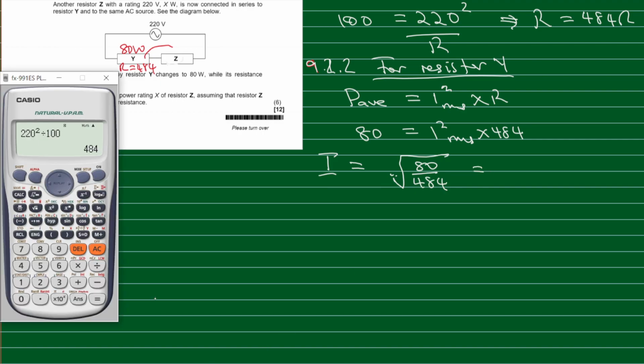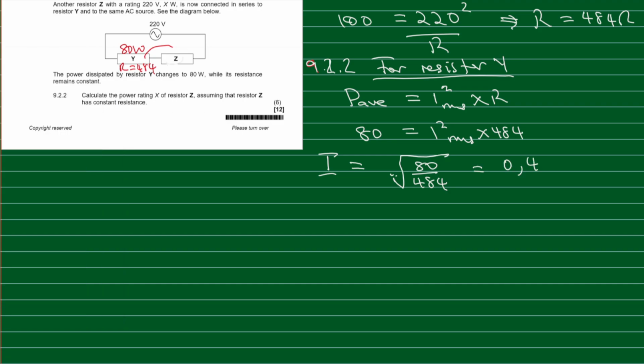Let's punch that in our calculator. We have the root of 80 over 484, which is equal to 0.4065. So I'll give it as 0.407 amps. Now that is the current at Y. Now I'm going to calculate the V at Y. What is the V at Y?